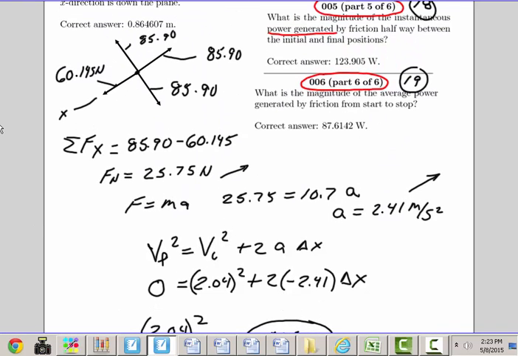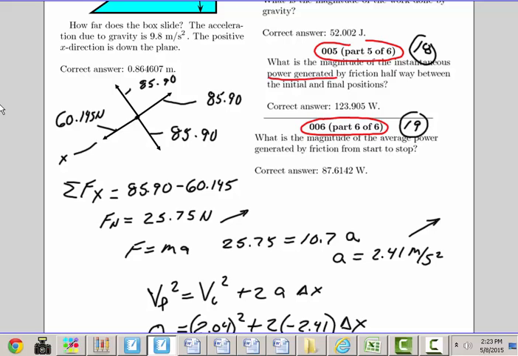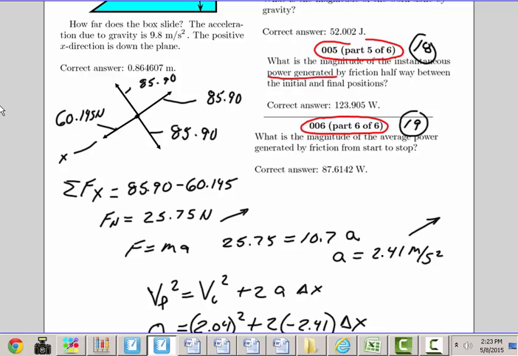Let's see if that's close to what they said. Why didn't I get it? No. I thought you were a god. Wait a second. Why wouldn't you get that? No, I'm the physics god. No, no, no, no. Hold on, hold on, hold on.